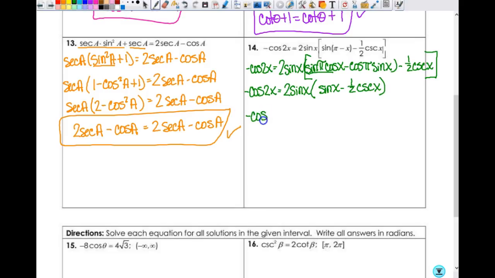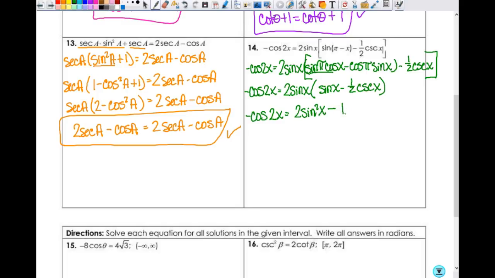Left-hand side, rewrite. Now I'm going to distribute this. So 2 times sine is 2 sine squared x. And then minus 2 times 1/2 is just 1. Sine times cosecant is just 1, because those are reciprocals.